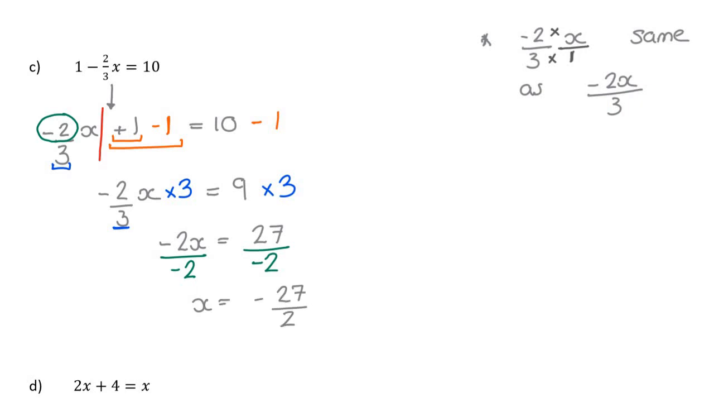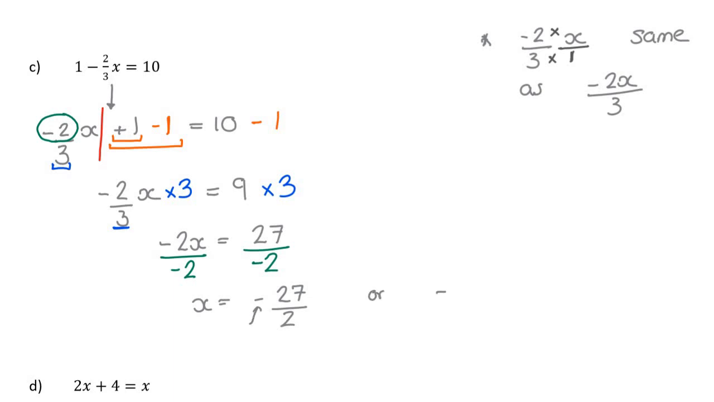That actually doesn't simplify. Now, you could say it's negative 13.5. It doesn't really matter. We actually prefer improper fractions in simplified form, and 27 and 2 don't simplify any further. Now, does it matter where this negative goes?